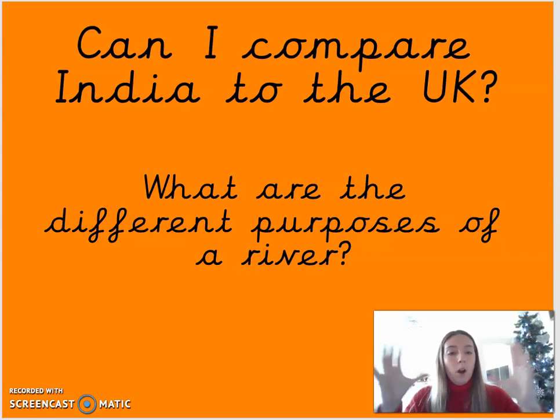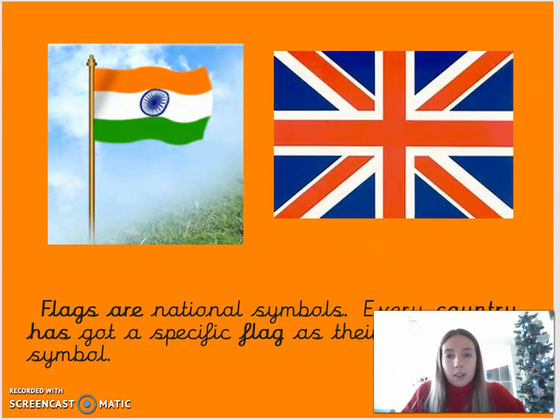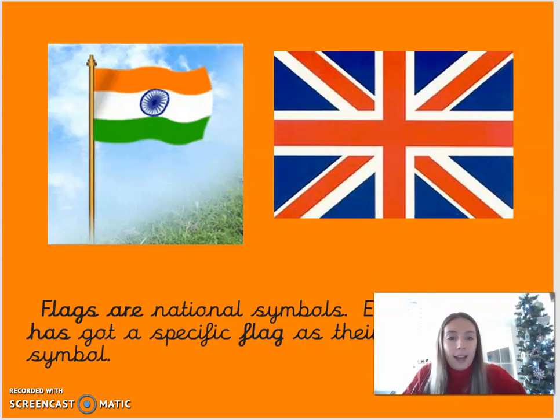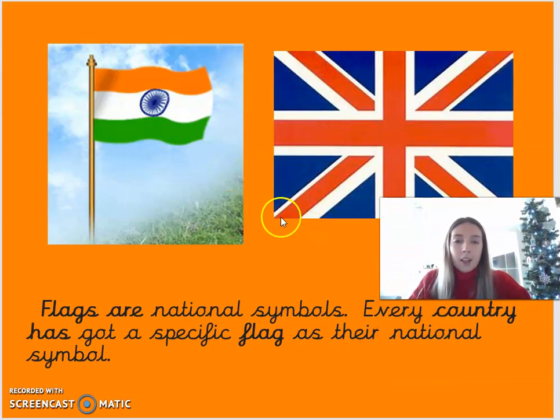But today we're going to widen that and we're going to be looking at the similarities and differences in the countries at a much bigger scale. So we're going to start off by looking at these two pictures here. So we know that both of these pictures are flags. And this here is the flag of England, the one with the blue, white and red. And this is the flag of India, the orange, white and green flag.